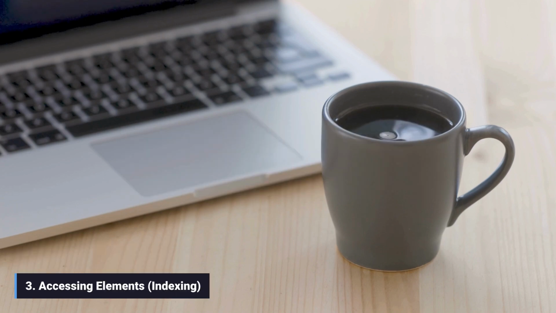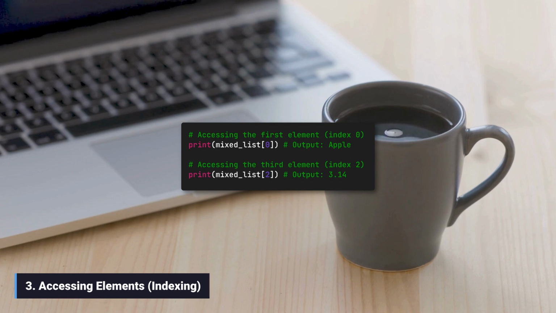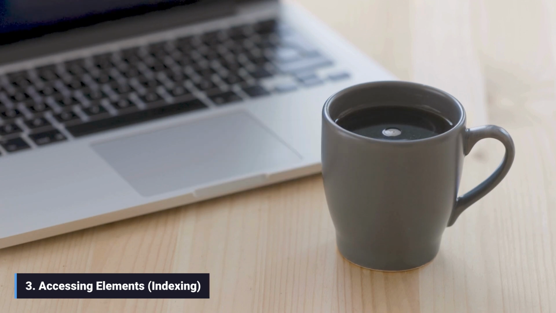3. Accessing elements, indexing. Just like strings, lists are ordered sequences, so we use zero-based indexing and square brackets to access elements. We can also use negative indexing, where -1 refers to the last element.